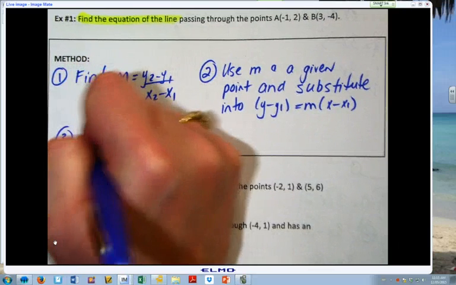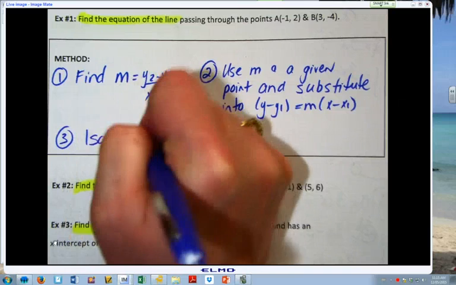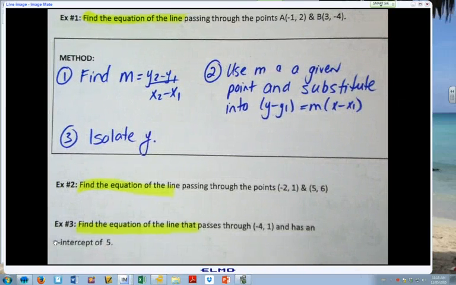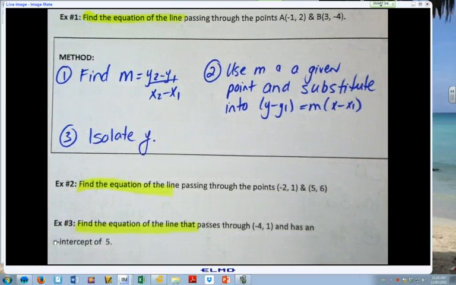Step number 3, isolate y. That's it. Same 3 steps every single time we're going to use for these questions. We're going to find m. Usually it's with the slope formula. I'll show you the exceptions in a second. Then we use that value in one of the given points, substitute into our new equation from today, and then we get y by itself.